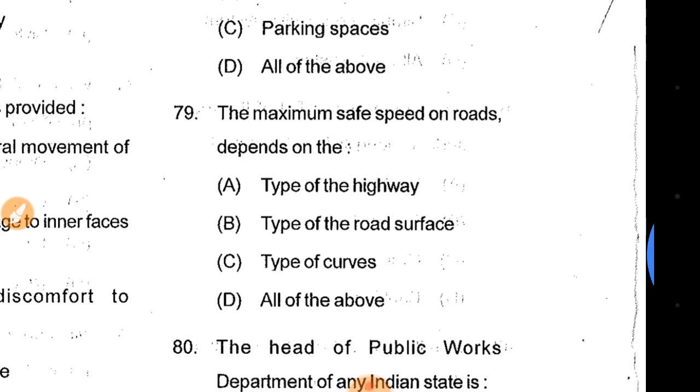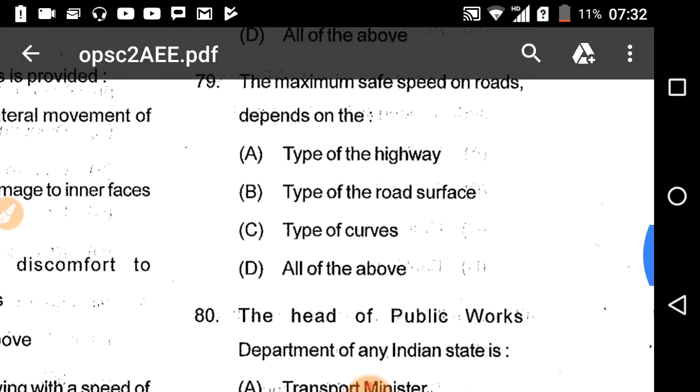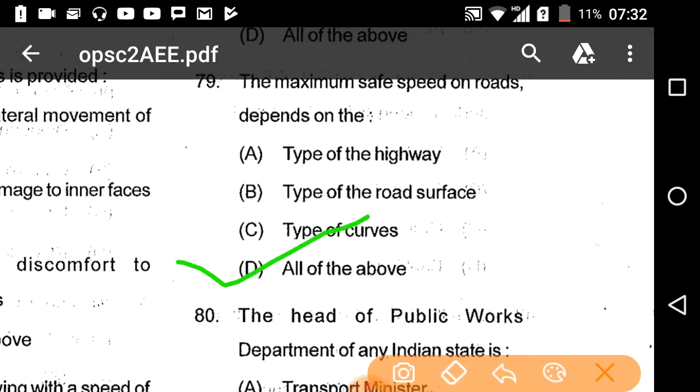The maximum safe speed on roads depends on the type of the highway, type of the road surface, type of the curve, all the above. So the maximum safe speed on roads depends on all the above. That is option D will be the correct answer.